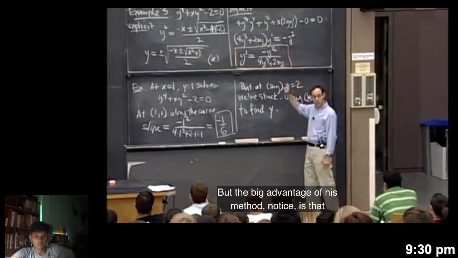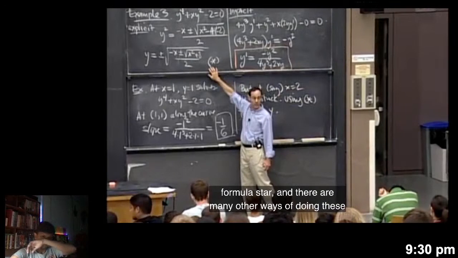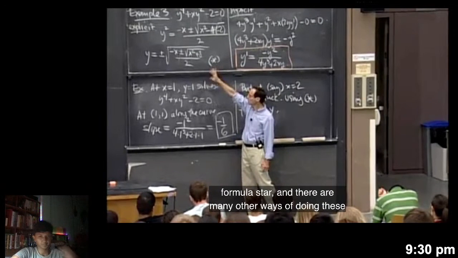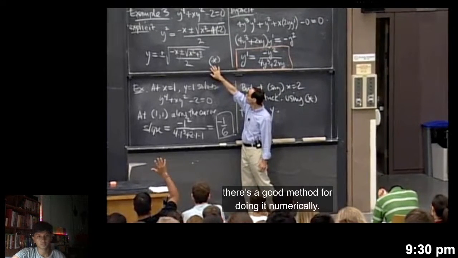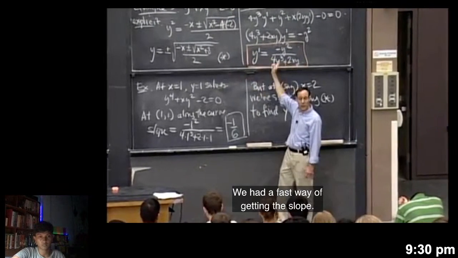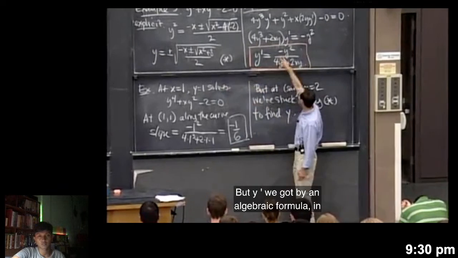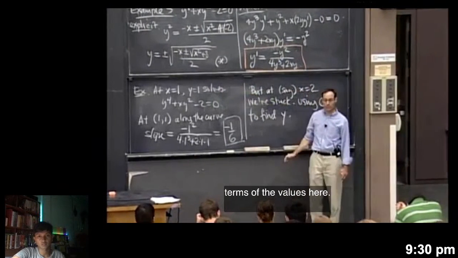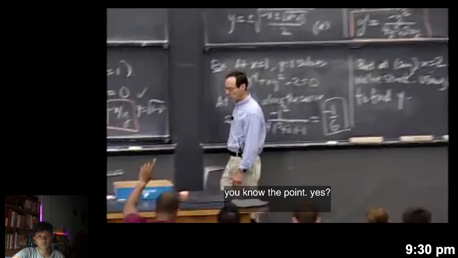But the big advantage of this method, notice, is that although we've had to find this formula star, and there are many other methods for doing these things numerically, by the way, which we'll learn later, so there's a good method for doing it numerically, although we had to find star, we never had to differentiate it. We had a fast way of getting the slope. So we needed to know what x and y were, but y prime we got by an algebraic formula in terms of the values here. So this is very fast for getting the slope, once you know the point.